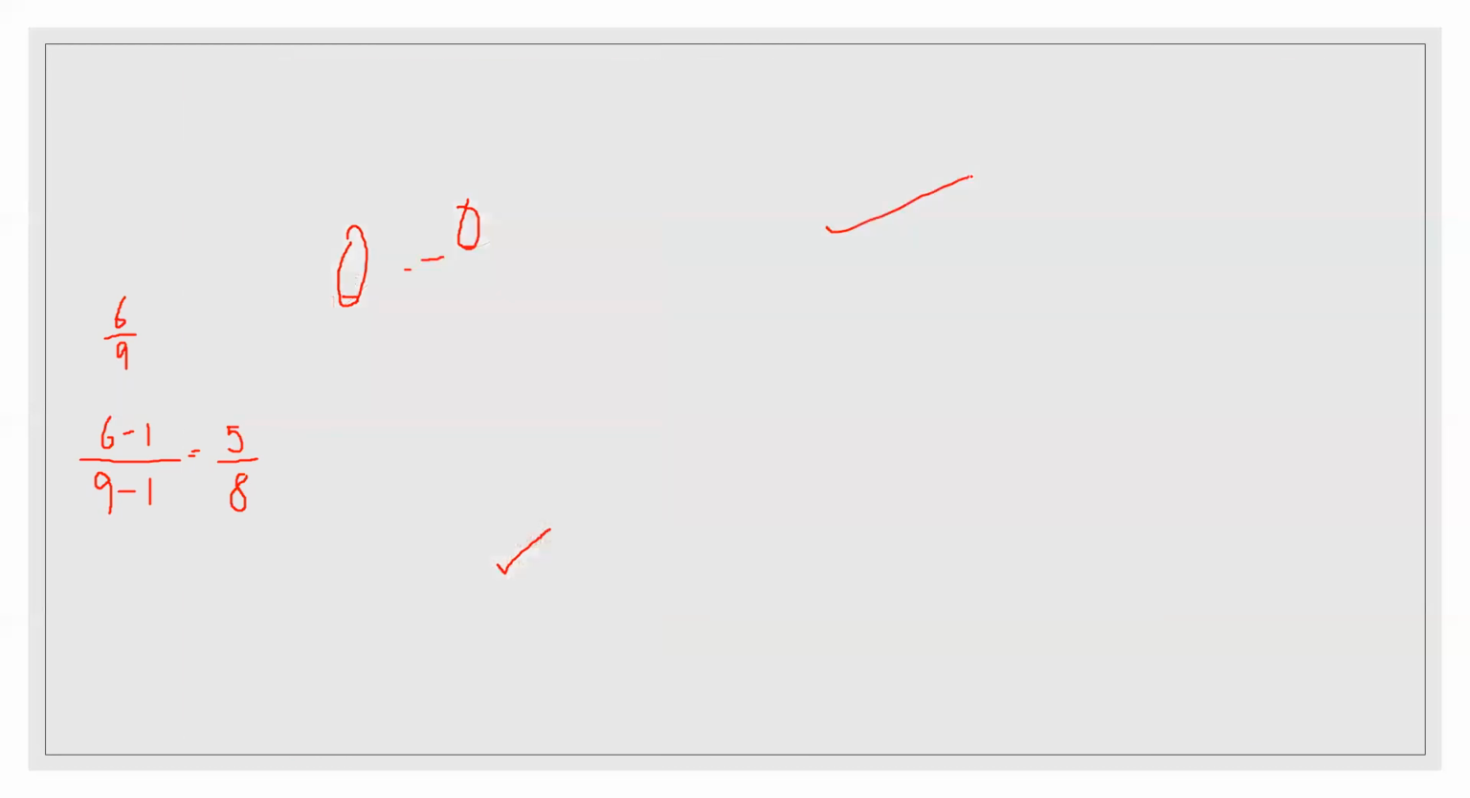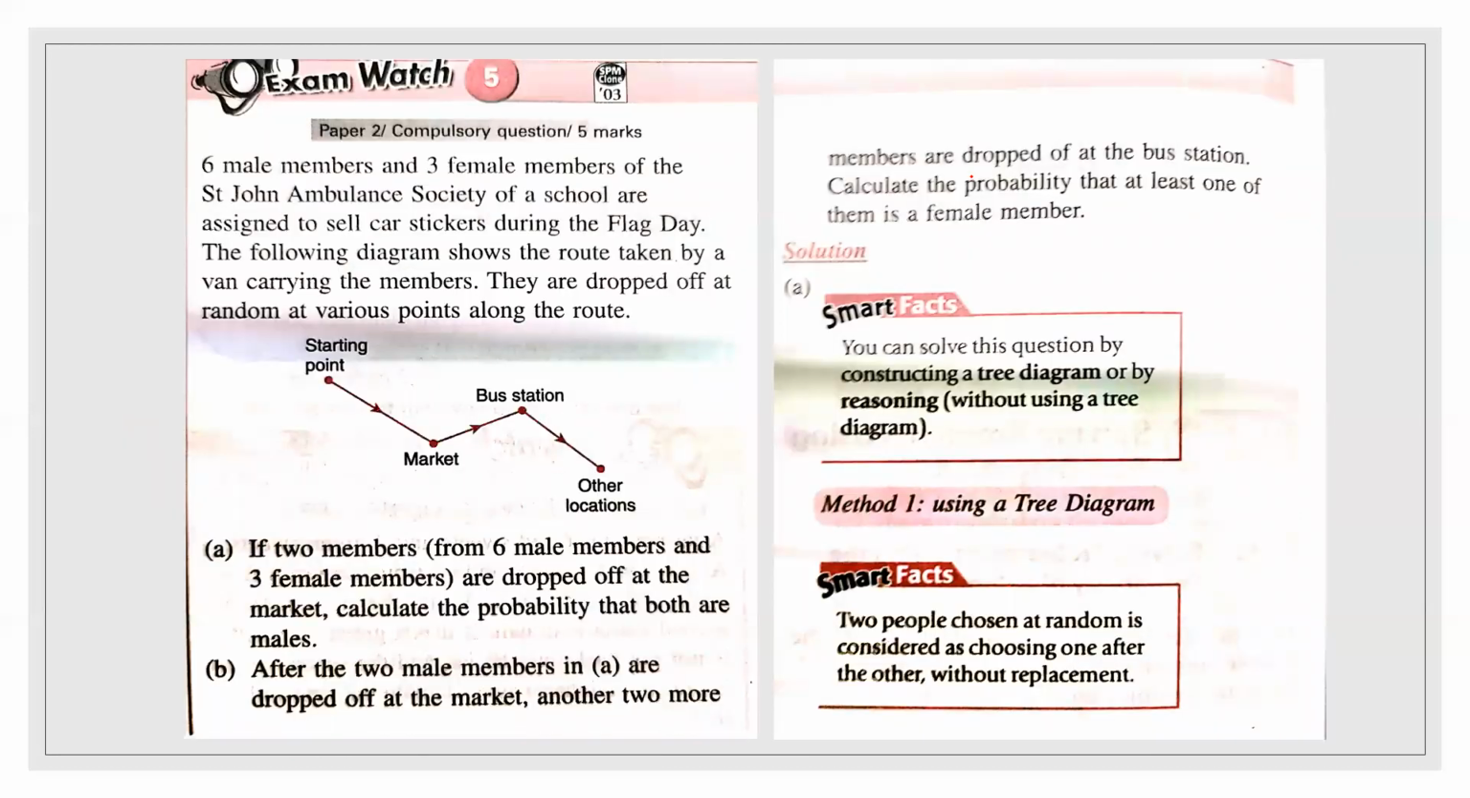Okay, next, after 2 male members are dropped off at the market, another 2 more members are dropped off at the bus station. Calculate the probability that at least one of them is female. At least one of them is female means there will not be both male, right? Must have one female. So you can either be 1 female and 1 male, or both are female, because it says at least.